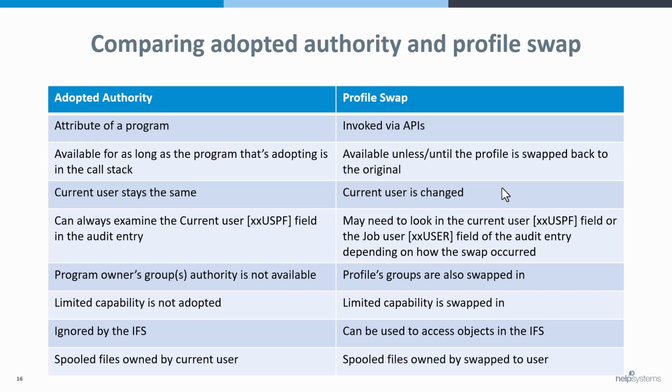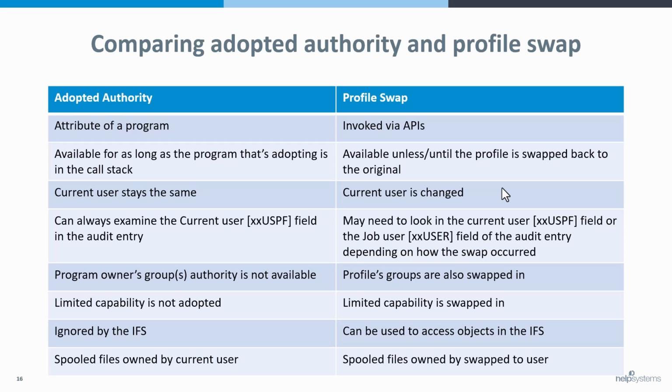With profile swap, the profile groups can also be swapped in. So you could acquire both the user's groups and the swapped in user's groups when doing those swaps. With an adoptive authority, with the programs, limited capability is not adopted. That attribute of the program owner is not inherited.